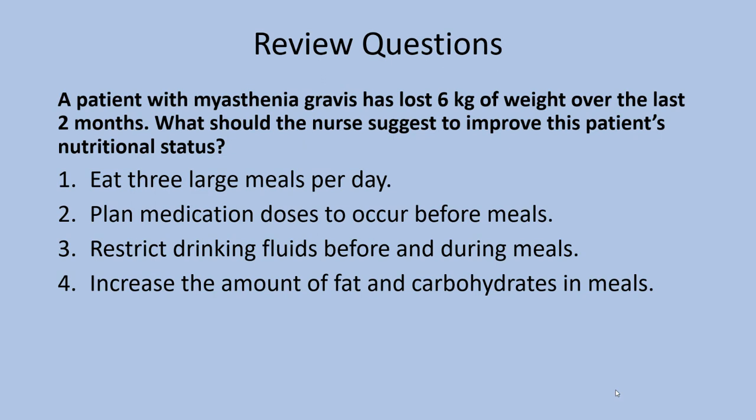A patient with myasthenia gravis has lost 6 kilos of weight over the last 2 months. What should the nurse suggest to improve this patient's nutritional status? Eat 3 large meals per day. Plan medication doses to occur before meals. Restrict drinking fluids before and during meals, or increase the amount of fat and carbohydrates in meals.